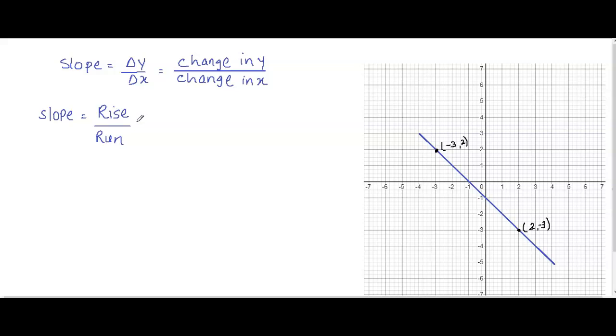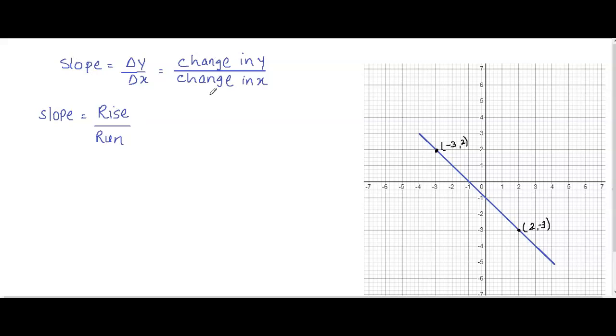Hi, in this video we'll learn how to find the slope of a line from a graph. First of all, slope of a line is the measure of its steepness. Slope determines the steepness of a line. And the smaller the slope is, the flatter the line is going to be. And the higher the slope is, the steeper the line is going to be.